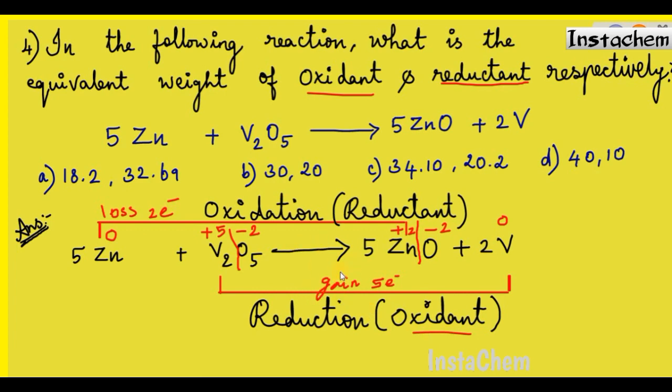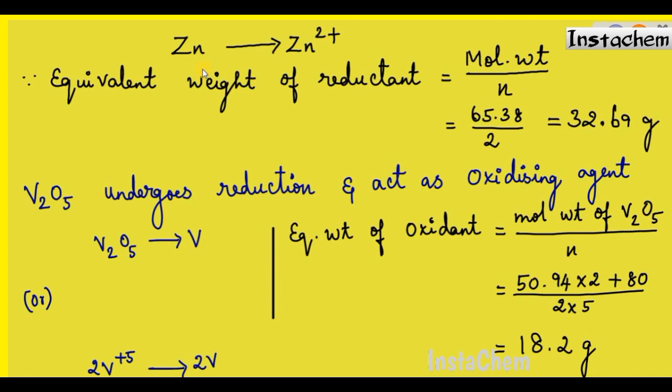So based on this information, we can calculate equivalent weight. Let's calculate for zinc, Zn to Zn2+, that is a loss of 2 electrons. So equivalent weight of the reductant, which undergoes oxidation. So this zinc is the reductant. Molecular weight divided by n. Molecular weight of zinc is 65.38. Number of electrons transferred during this process, that is loss of electrons, is 2. So divided by 2, you will get 32.69 grams.